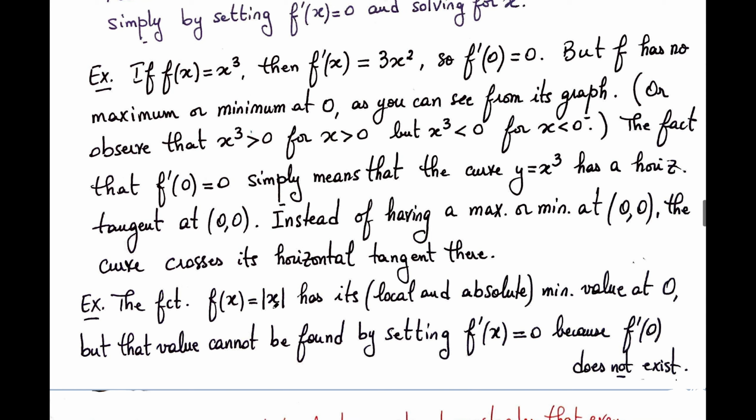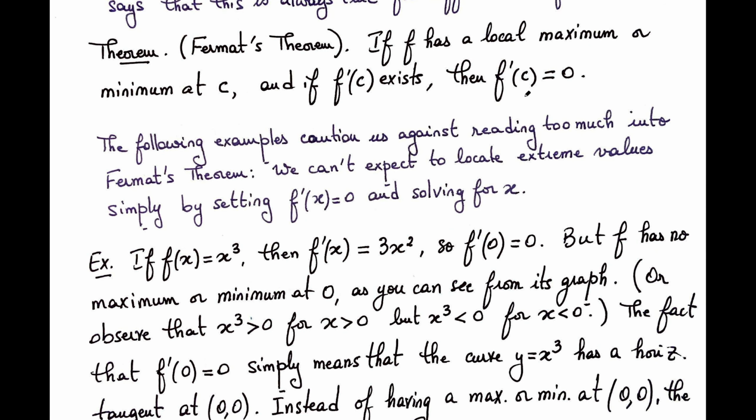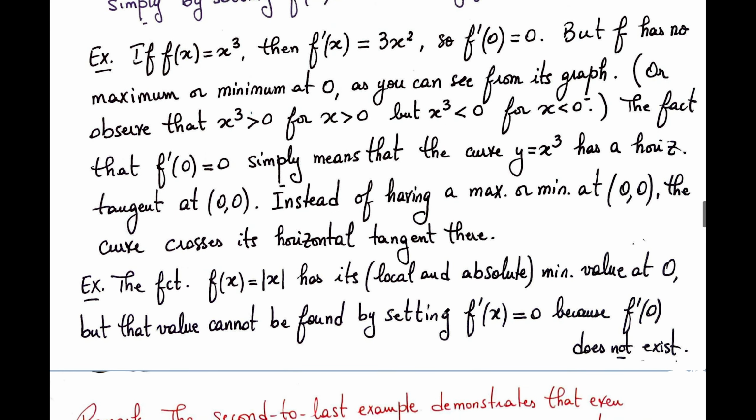Take the absolute value function. This function has a local and global minimum value at 0. Remember, the absolute value function is the V-shaped function, so at 0 you have a global minimum. But this is not verified at 0. F prime of 0 is not 0, right? F prime of 0 is not 0, because f prime of 0 doesn't exist to begin with.